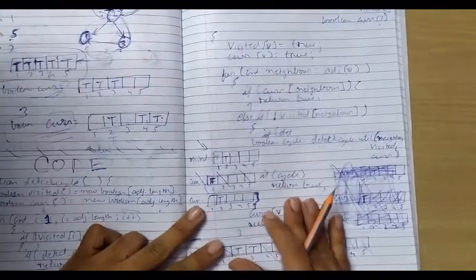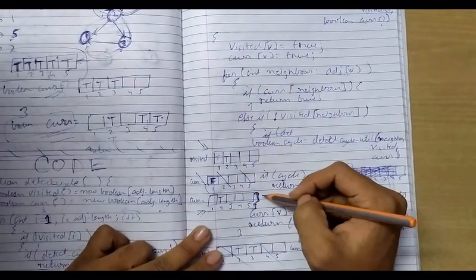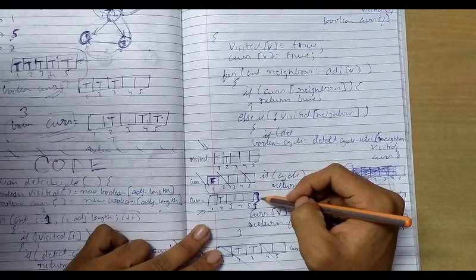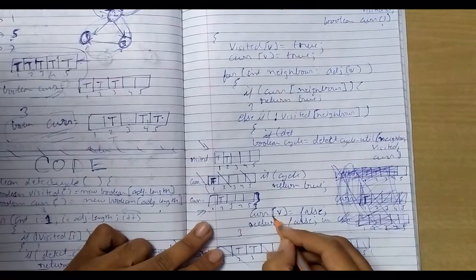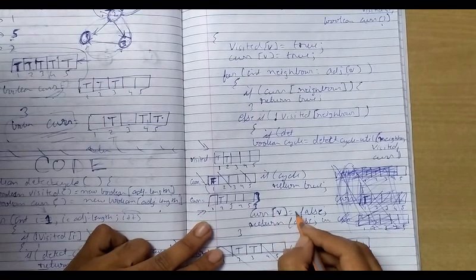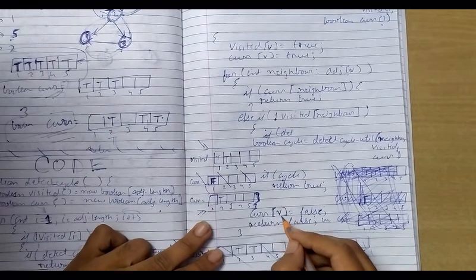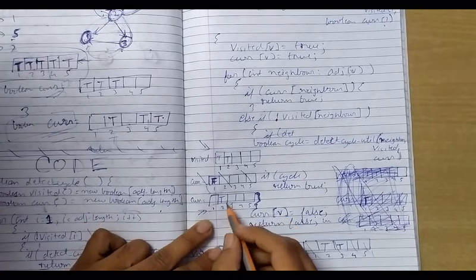Then it will come out and mark current v as false. Current v is true, so we will mark 2.